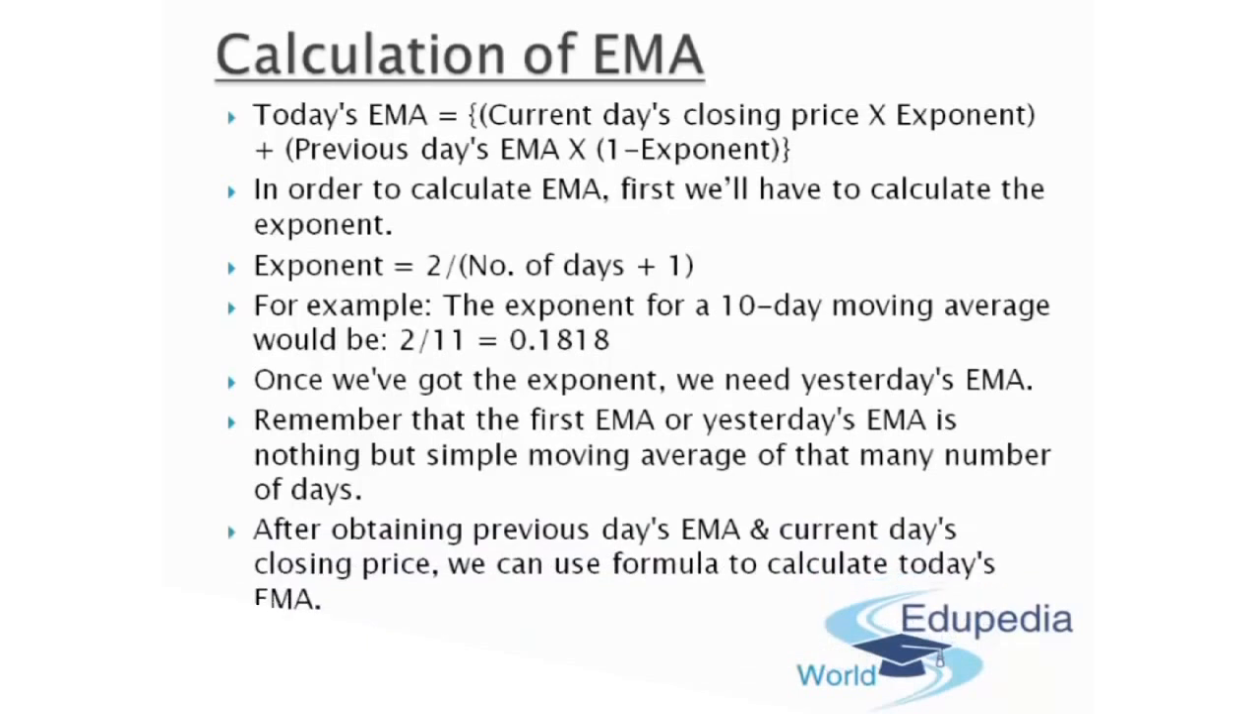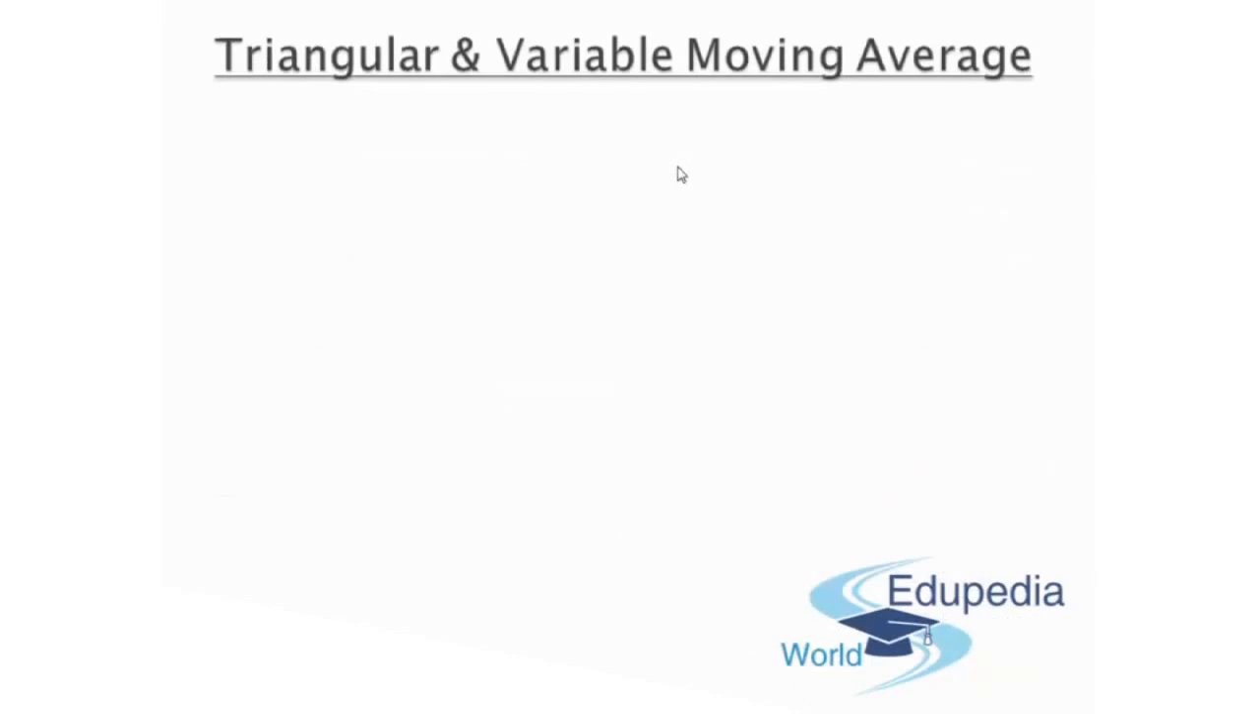After obtaining the previous day's exponential moving average and current day's closing price, we can use the formula to calculate today's EMA, and which was this: current day's closing price into exponent plus previous day's EMA into 1 minus exponent, and thereby you'll be able to get the calculation of EMA as well. So guys, this was all about exponential moving average. I hope you guys got the complete clarity as to what simple moving average and exponential moving average mean. Next topic, and that will be about triangular and variable moving average.